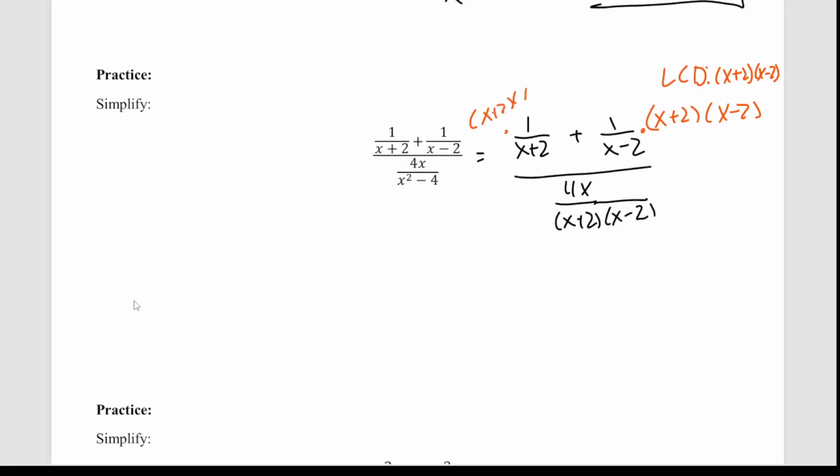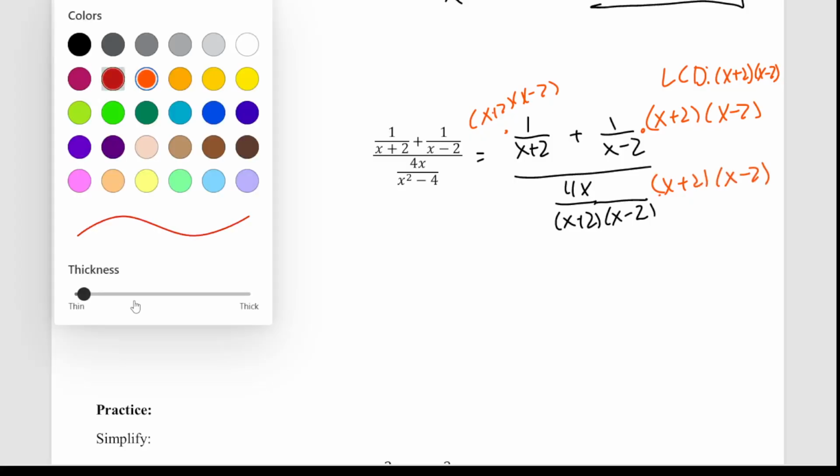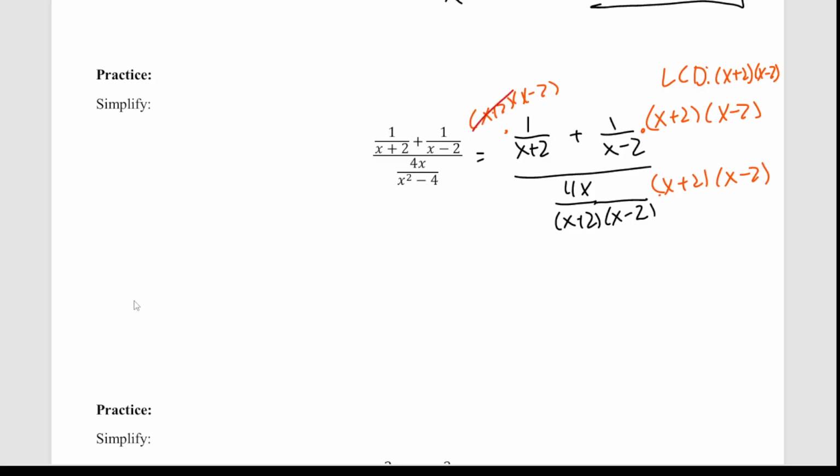So we're going to take every single term times x plus 2, x minus 2, and then we're going to note what's going to cancel and what's going to be left. So x plus 2 divided by x plus 2 is going to cancel, and I still have x minus 2 left. X minus 2 times x minus 2 is going to cancel, and I'm still going to have x plus 2 left. On this denominator, both the x plus 2 and the x minus 2 are going to cancel, so I still have 4x left.